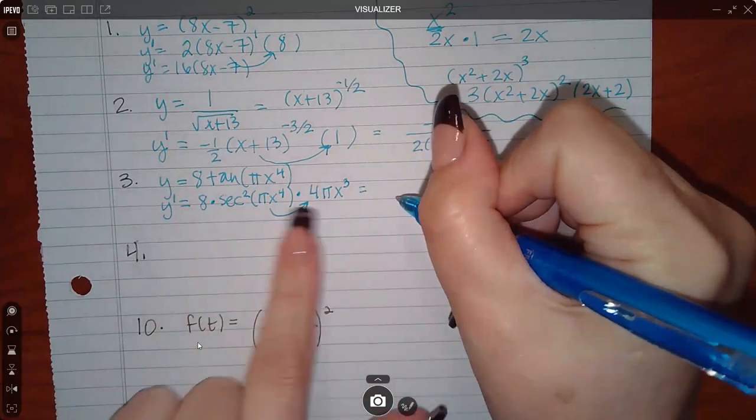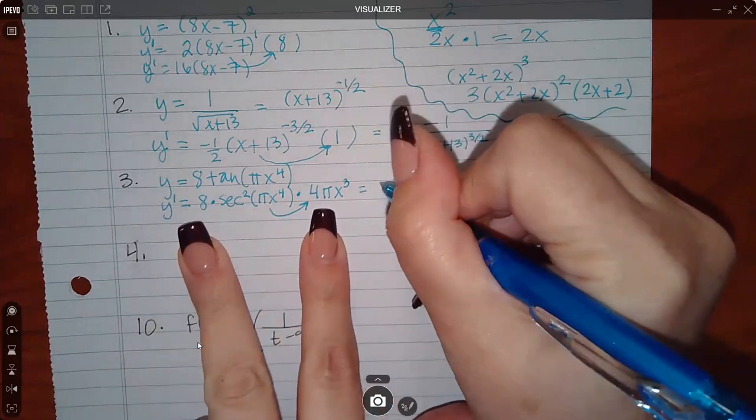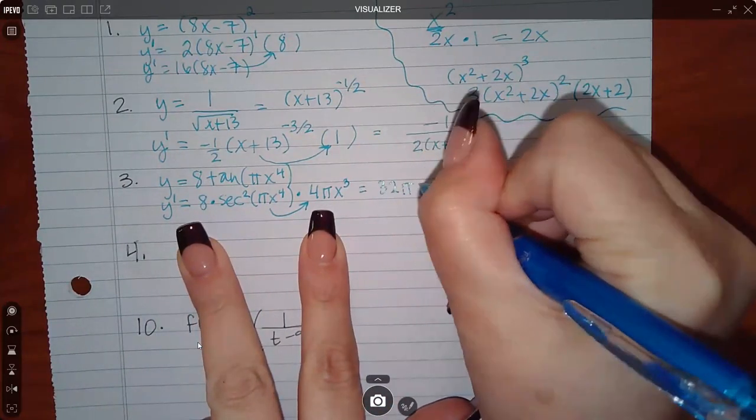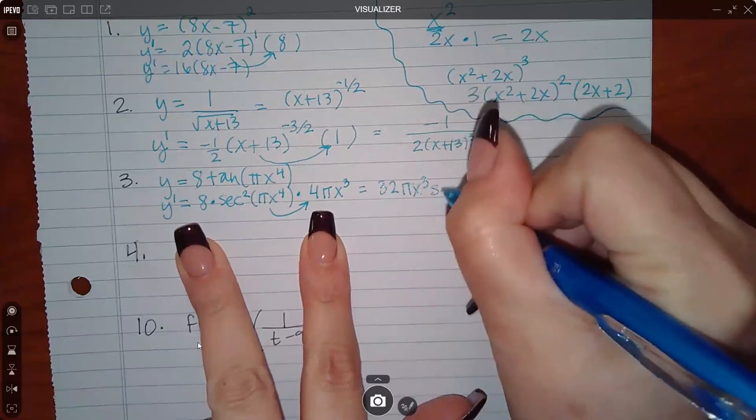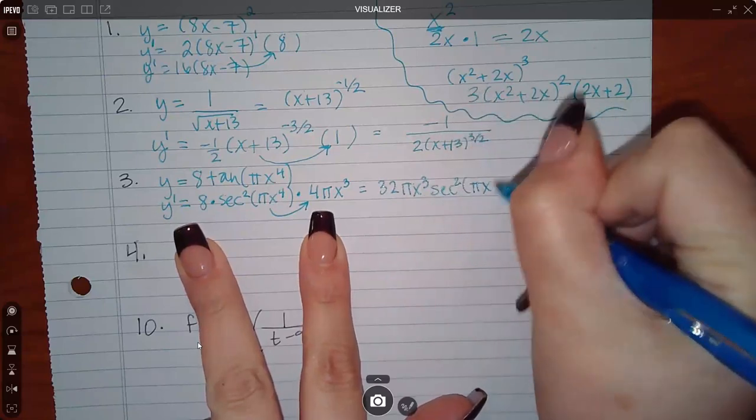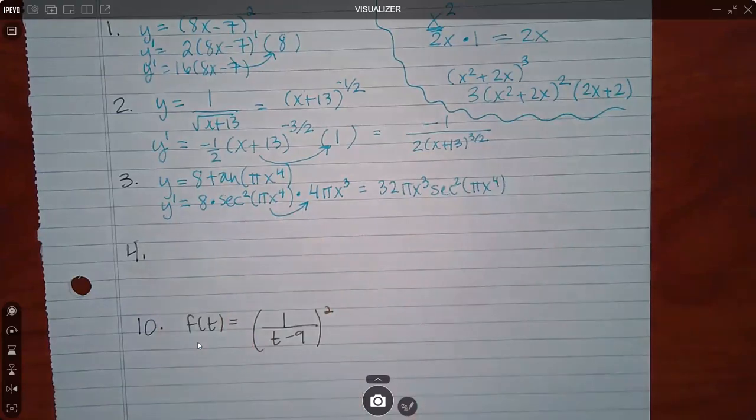So all together, these two things multiplied together would actually be 32 pi x cubed, and then the secant squared pi x to the fourth. So anytime your base or your angle or your argument is not just an x, you have to apply the little chain rule. There's a problem in here though that has a double chain link. I think there's like two of them I picked. And we're going to talk about those.